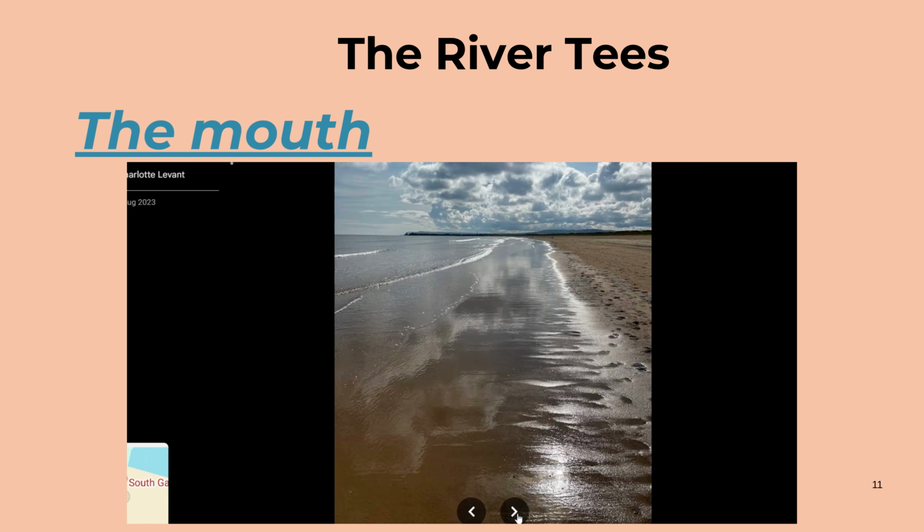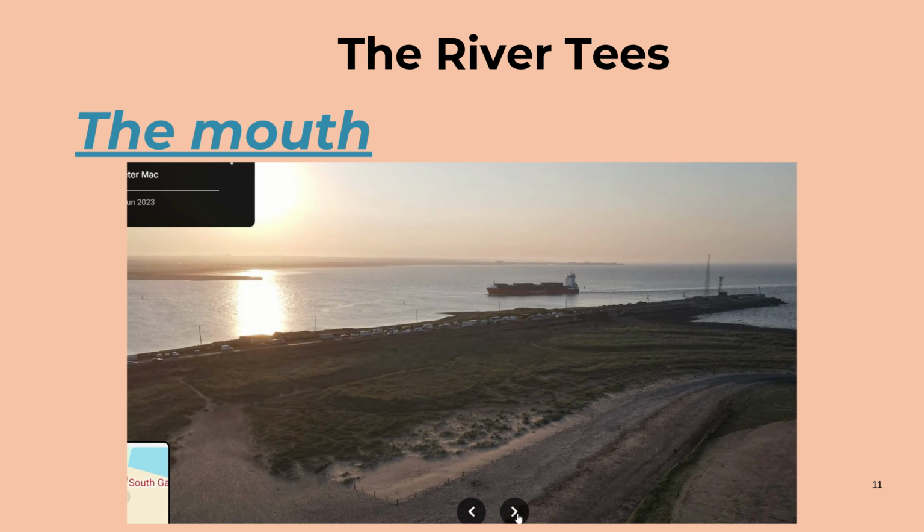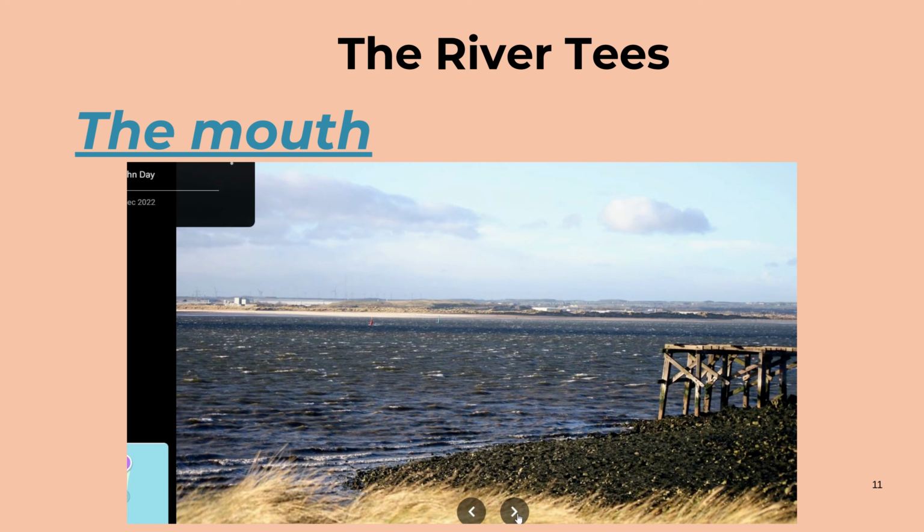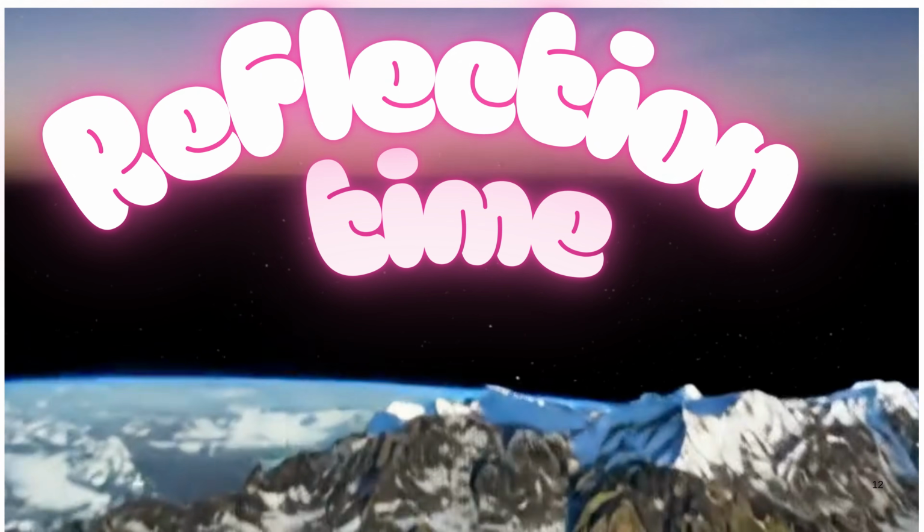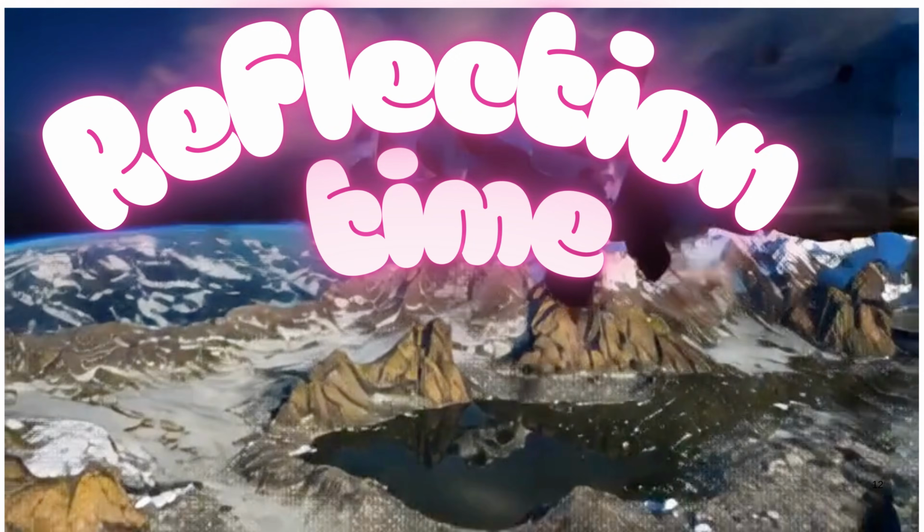We've got an offshore wind farm here, and you can see the deposition. Look at all those sands and silts. It's incredibly flat and low lying, but look at that, exposed to really high winds. So that is the end of our video today.